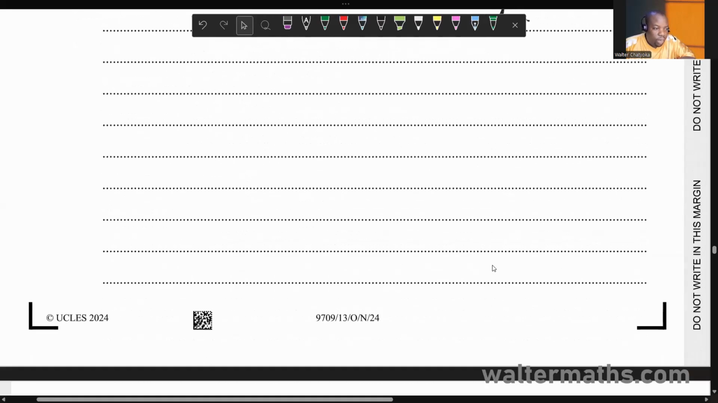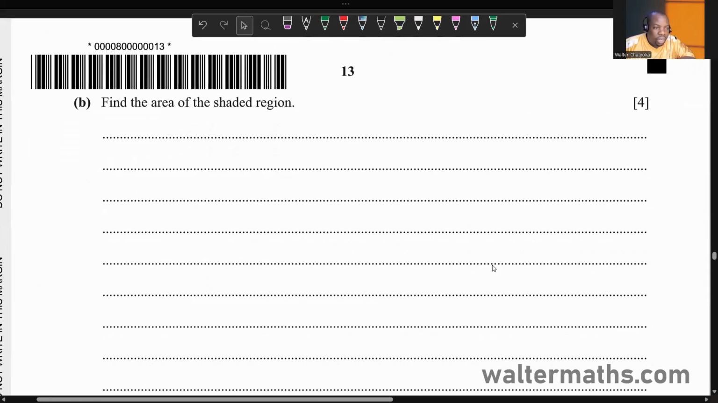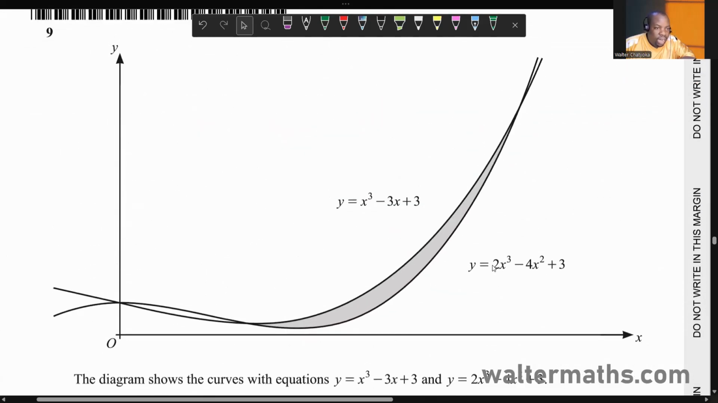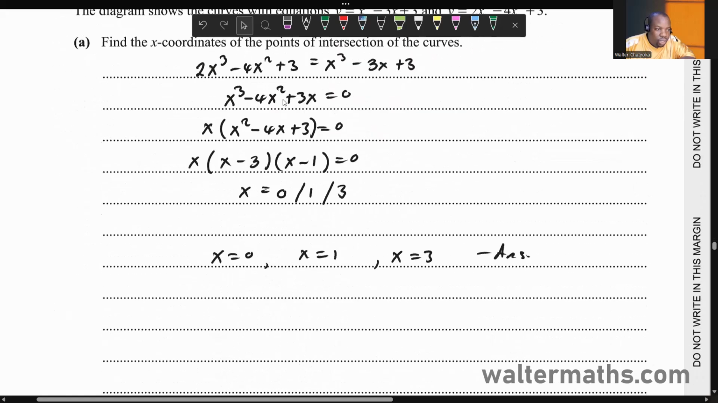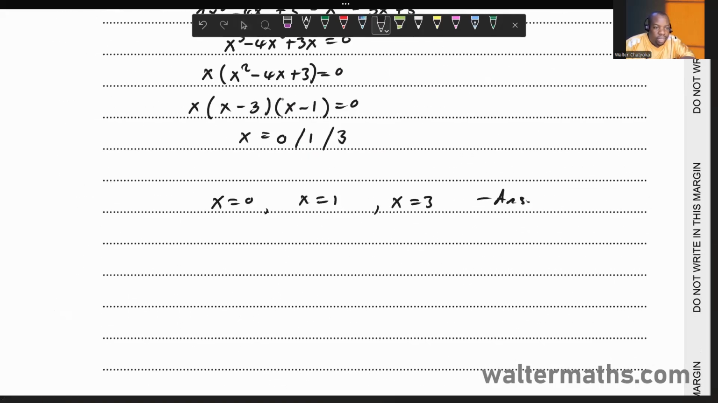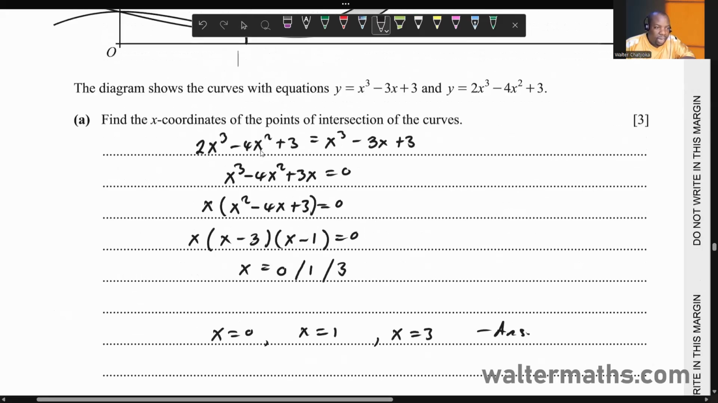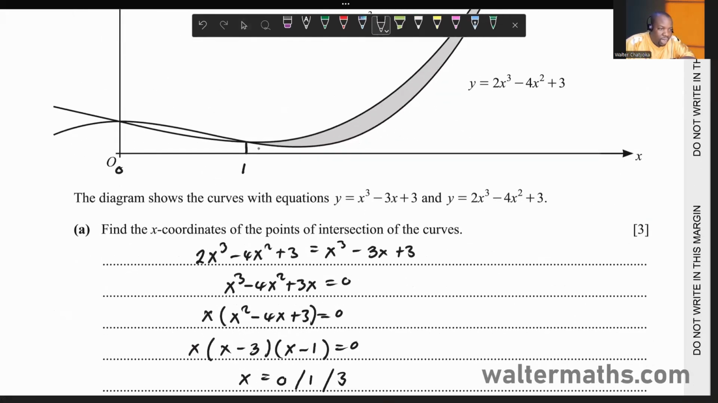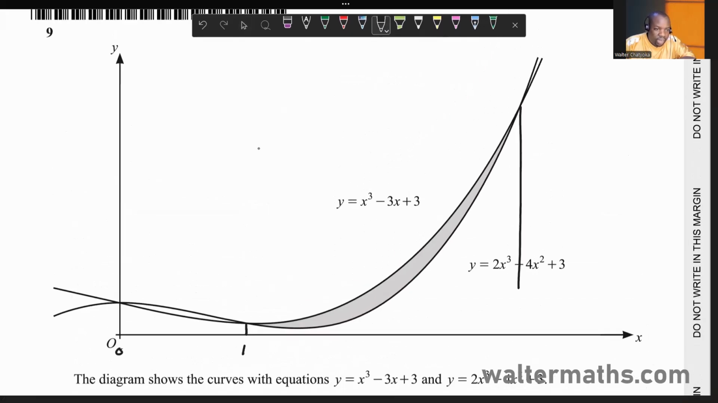So we're moving on to part B, and it says, find the area of the shaded region. To find the area of the shaded region, we will need to make use of the limits. This value here of x, which in this case is 1. Remember the intercepts we got were 0, 1, and 3. So 0 is here, so this is 1, and the other intercept right here is 3. So we're going to start by finding the area enclosed by this curve, and subtract from it the area enclosed by the second curve to get the area required.